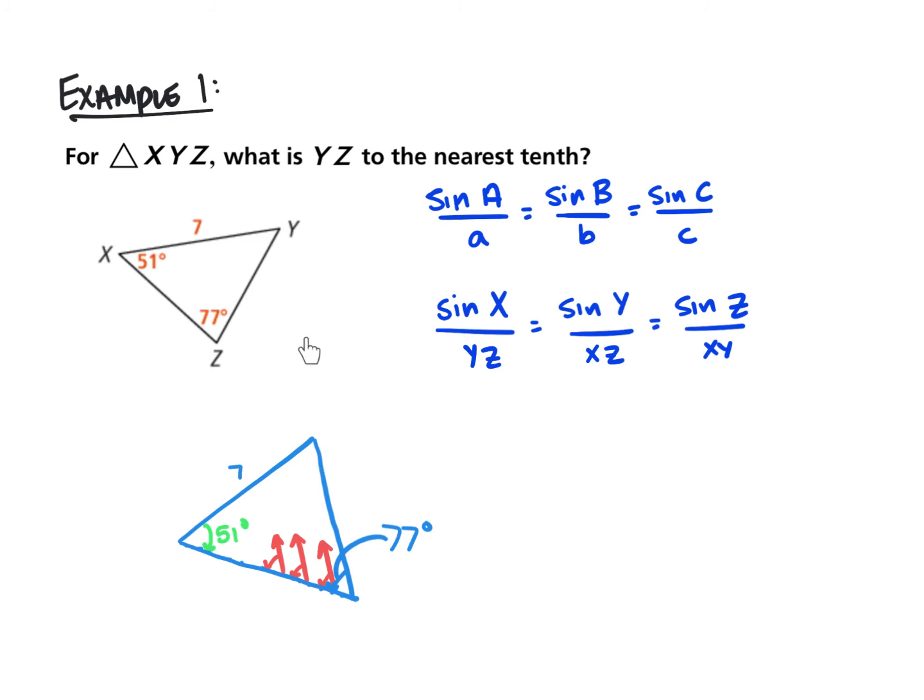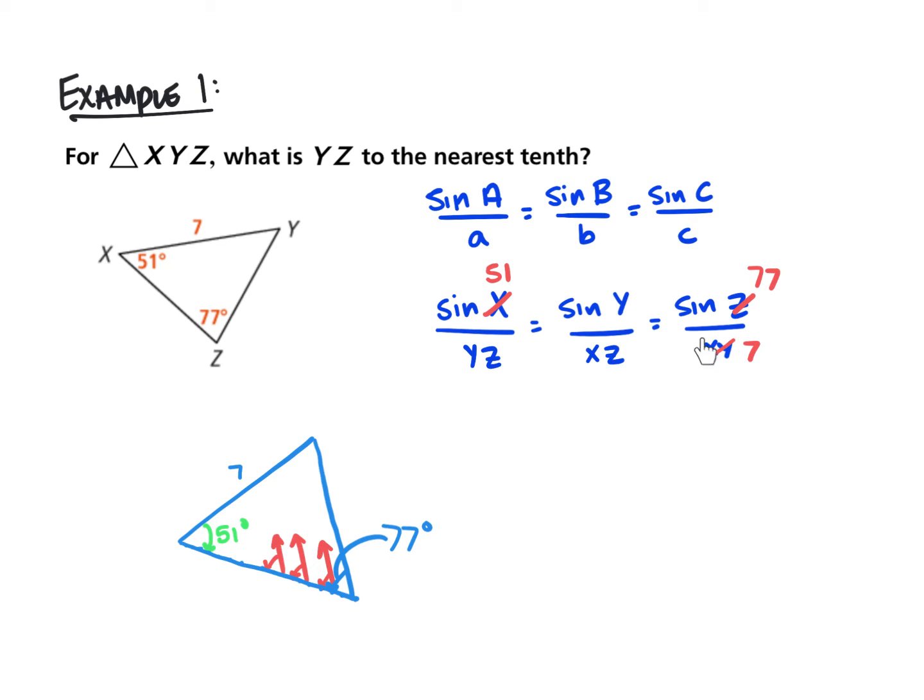But I'm going to go ahead and do that now. So I'm going to take angle X and change it into 51. I'm going to take angle Z and change it into 77. And I'm going to take XY and change it into 7. And then I'm going to identify what's the thing I'm trying to find. Well, it's this one right here.